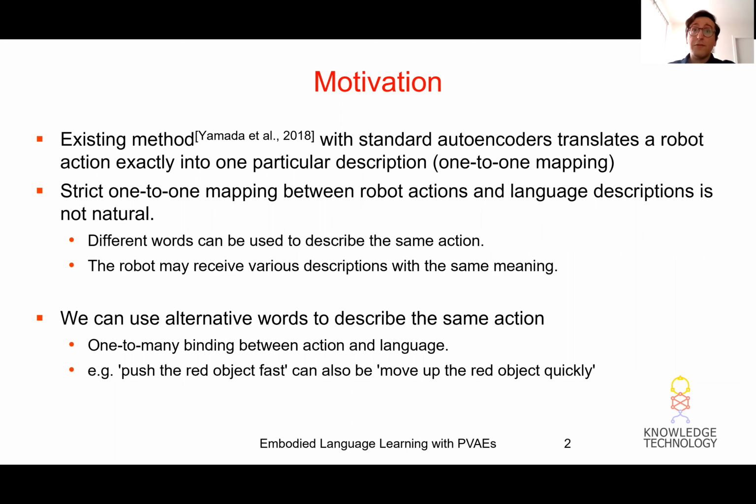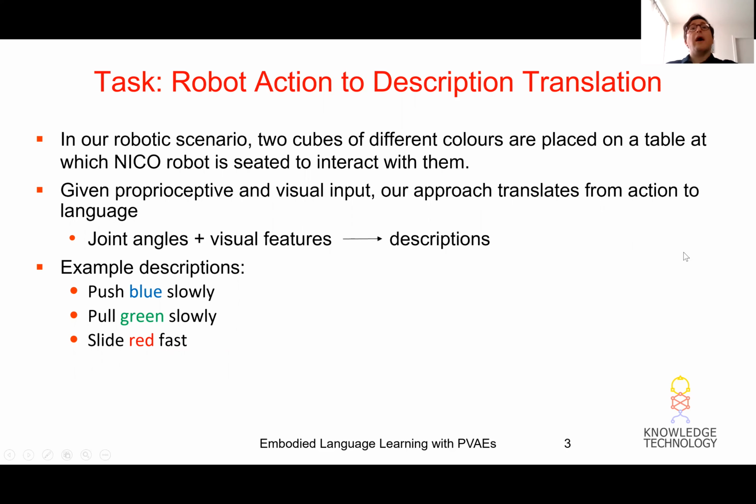So we can use alternative words to describe the same action. Therefore, one-to-many binding between action and language is necessary. For example, a description like "push the red object fast" can also be given as "move up the red object quickly."